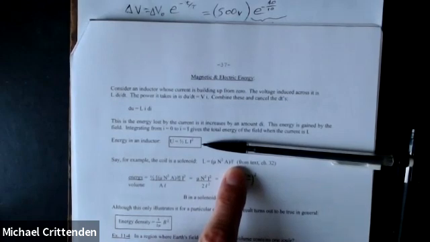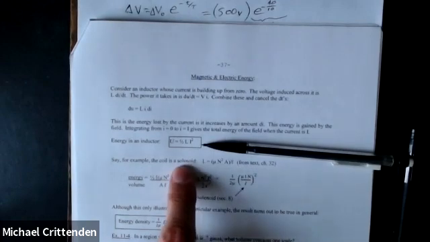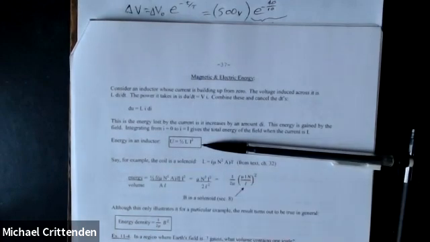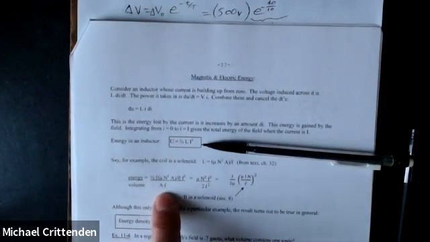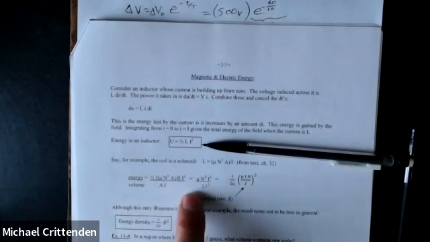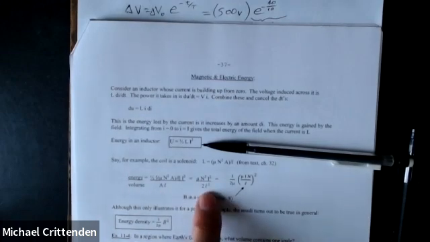I made it a script L because if I just used this font here, it would look like a 1 and nobody would ever figure out what I meant. So that goes in for L. The volume containing that energy would be the volume inside the solenoid, and that's its cross-sectional area times its length. So you combine a few things, the two L's combine into an L squared and so forth.